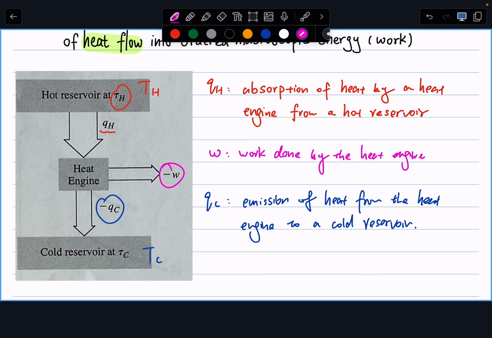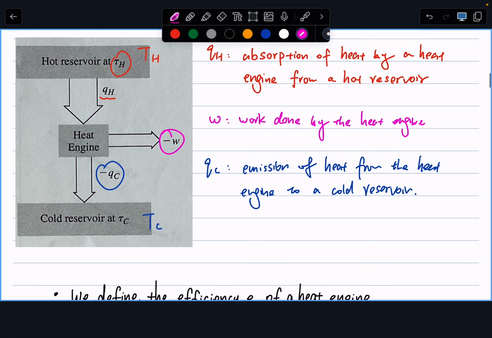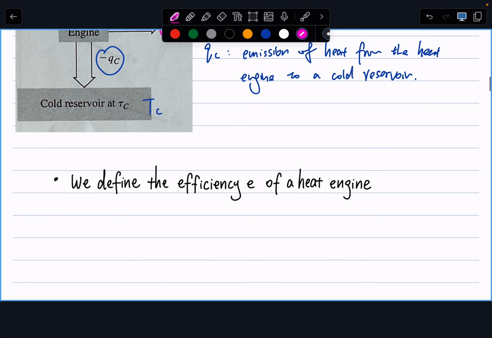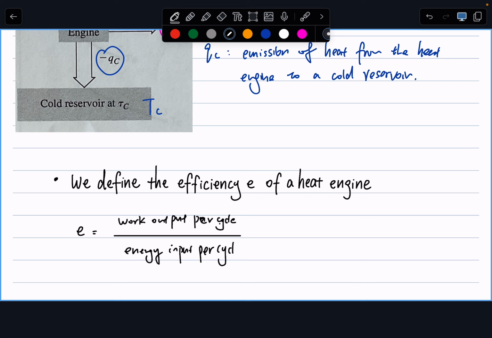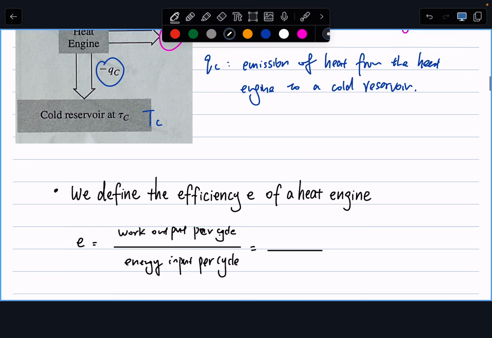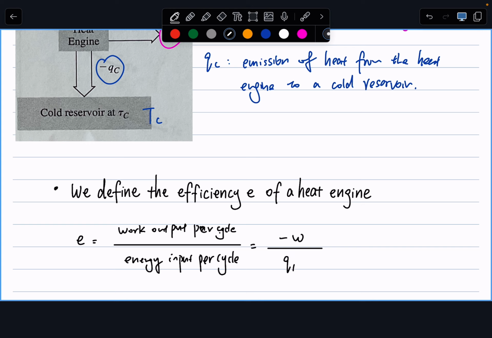So in this process, we can define the term efficiency, saying how efficient my heat engine is at transferring heat into work. So we can define the efficiency of this heat engine to be E equals the work output per cycle over energy input per cycle. In this case, the work output is this negative W, and the heat input is QH. And since my work output is a negative number, we can also generalize it into the absolute value of W over QH.